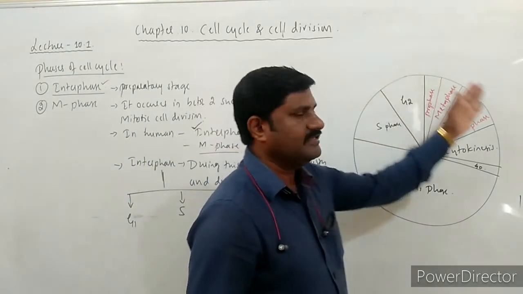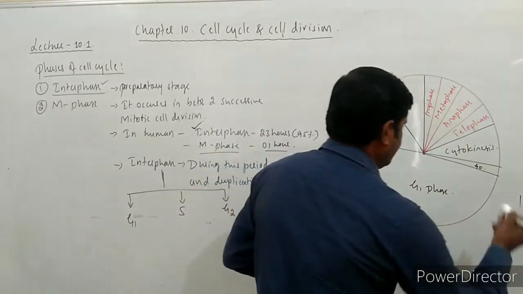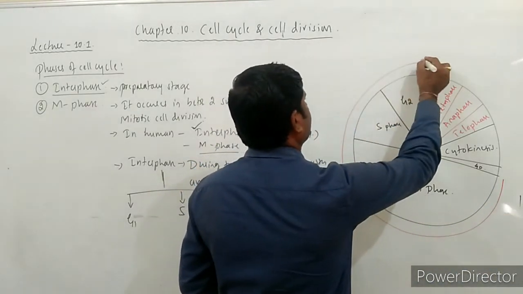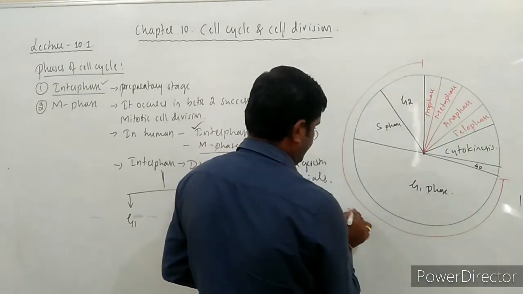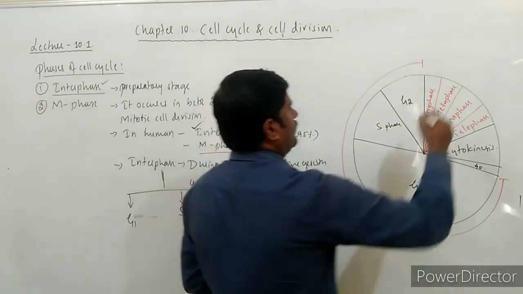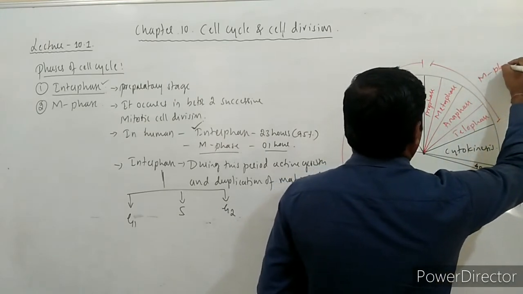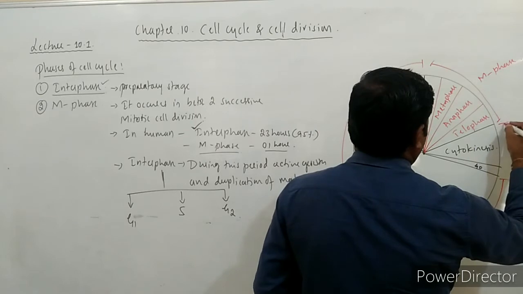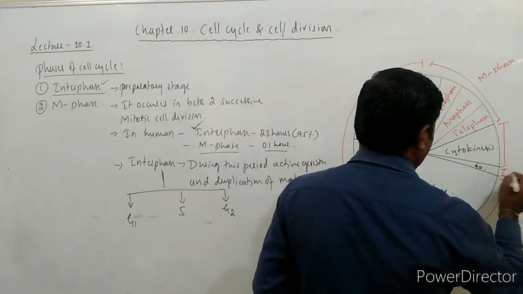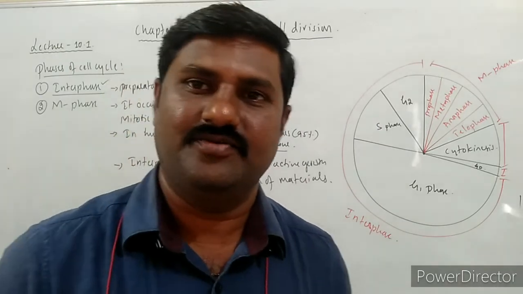This is how the cell cycle takes place over here. Alright? See here, from this one up to this one, from here to here it is interphase. From here to here it is M phase, and here to here it is cytokinesis, and here to here it is G0 phase. So this is how the cell cycle occurs over here.